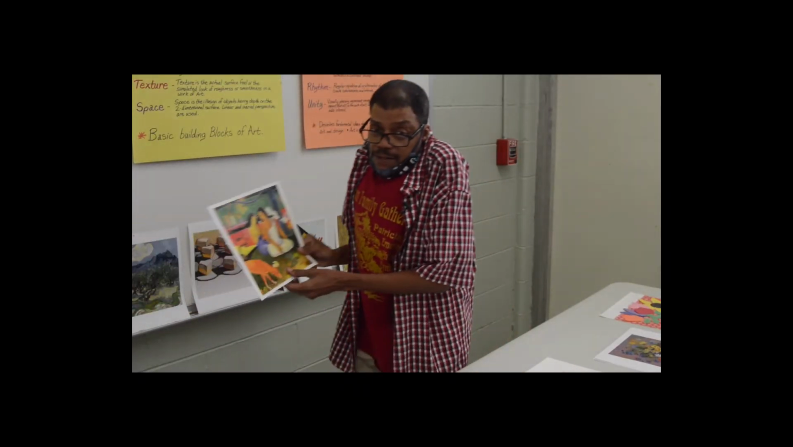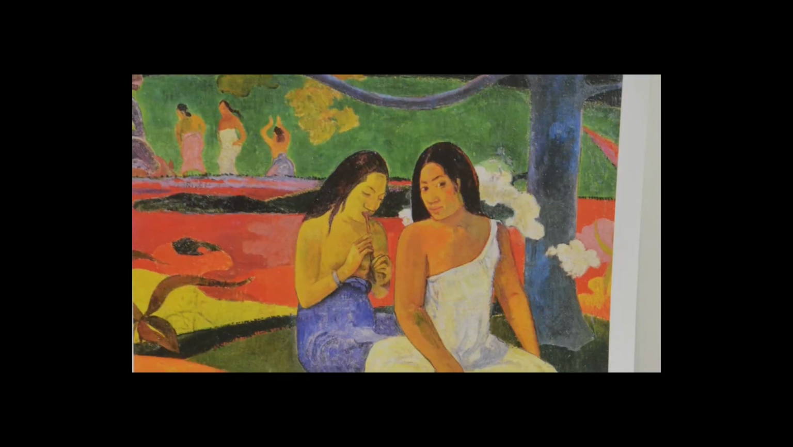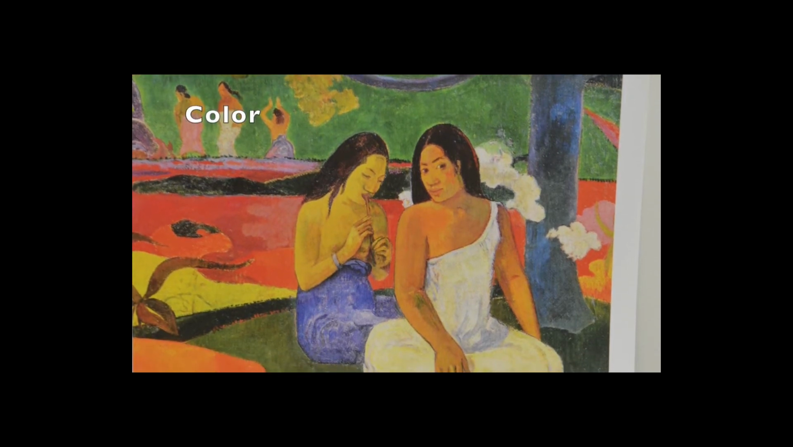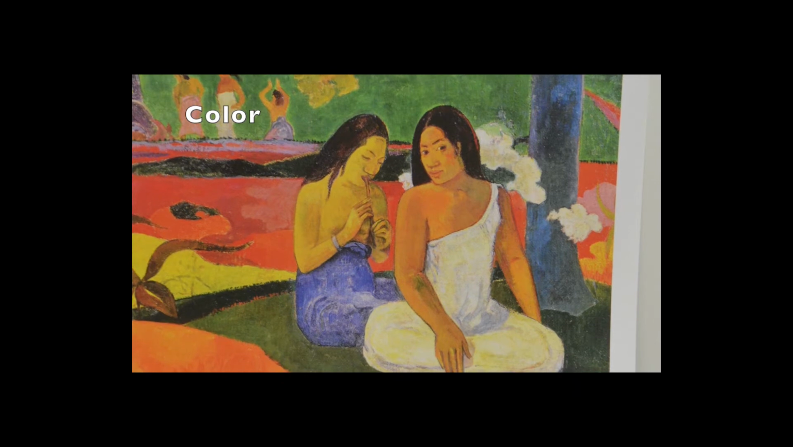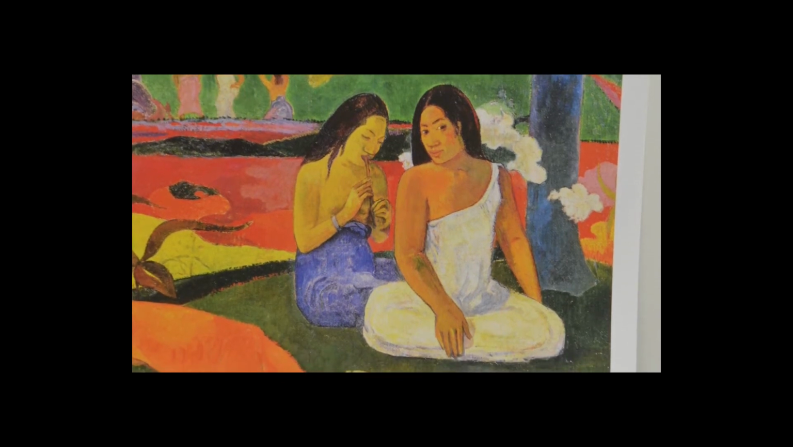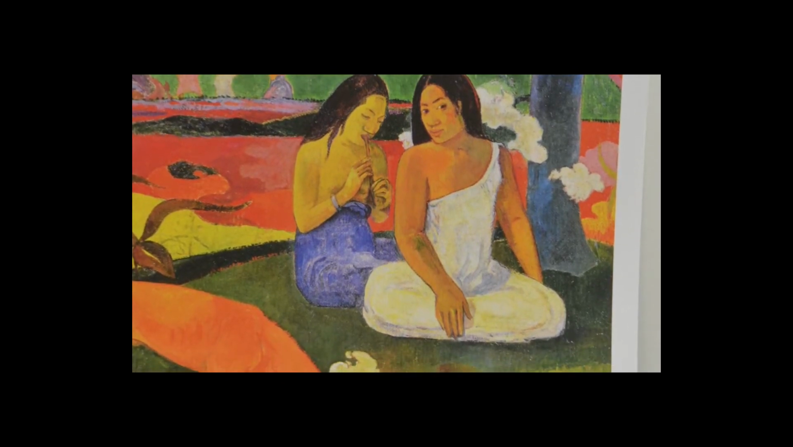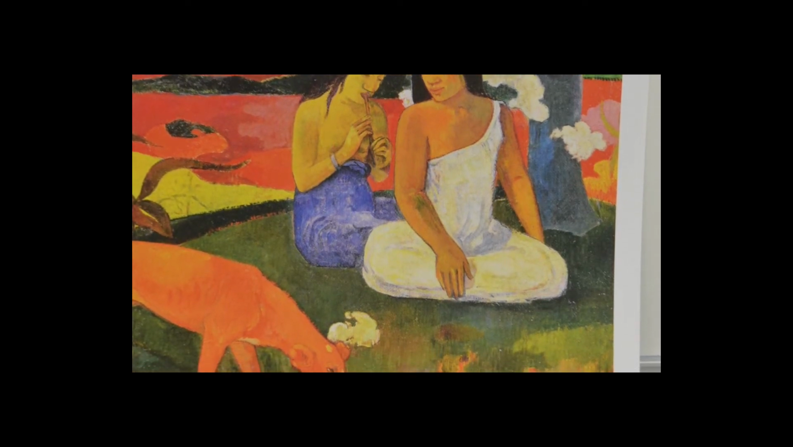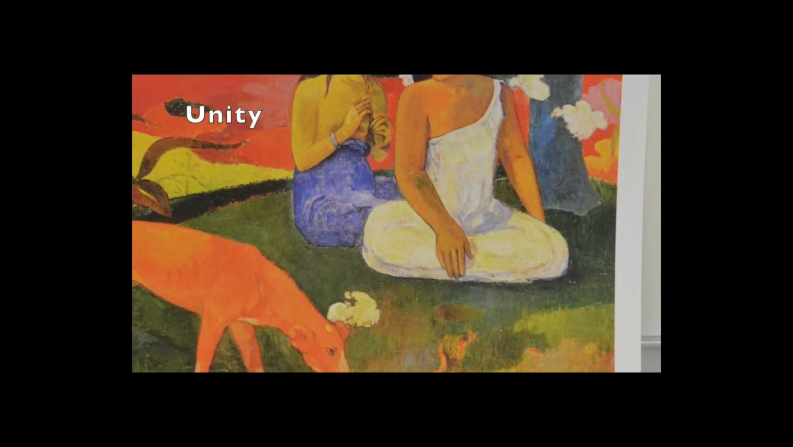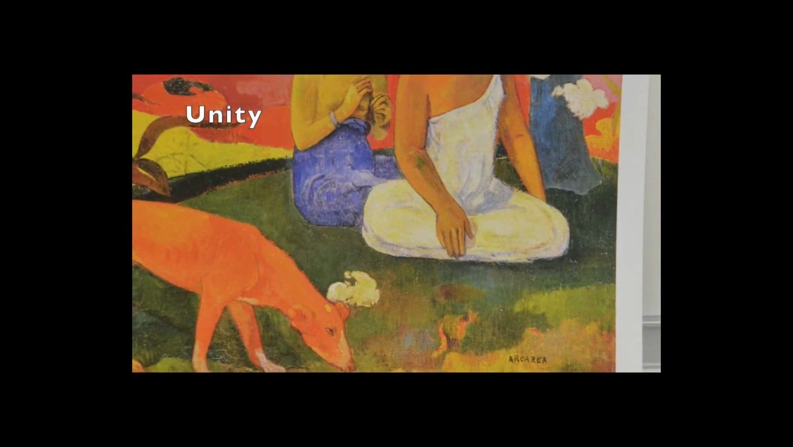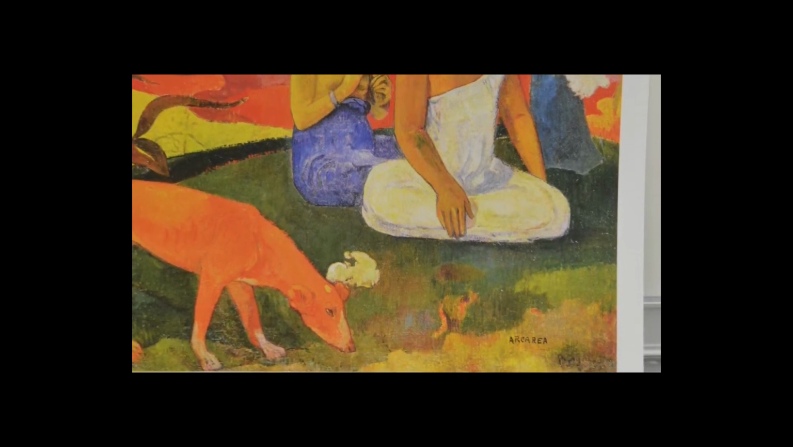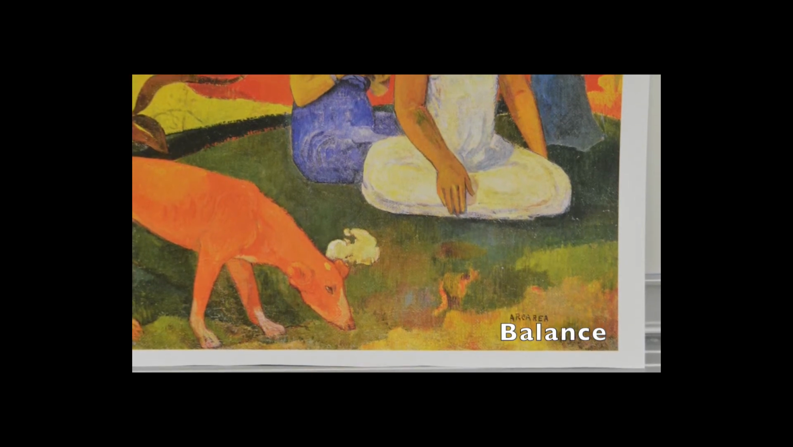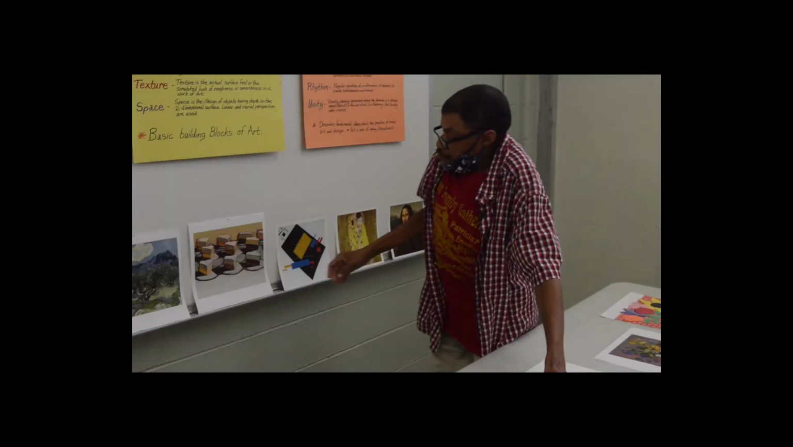This Paul Gauguin painting, really what stands out in this piece is the color. And color, like it says, has very expressive elements in it. And in this particular piece, I think there is a unity happening here because of the color. And going back to this word balance, there is a sense of balance that is happening in this painting.